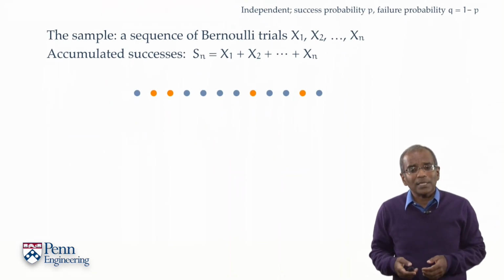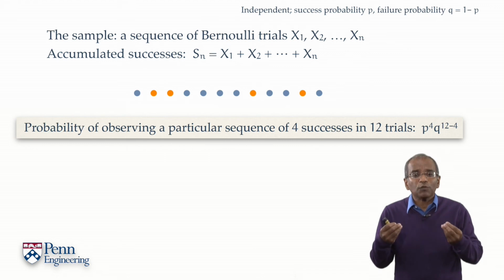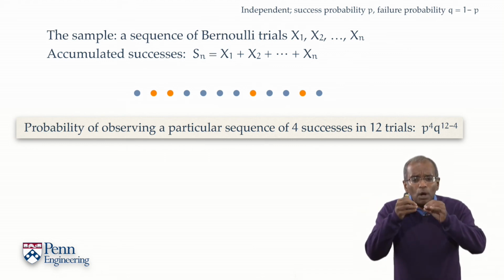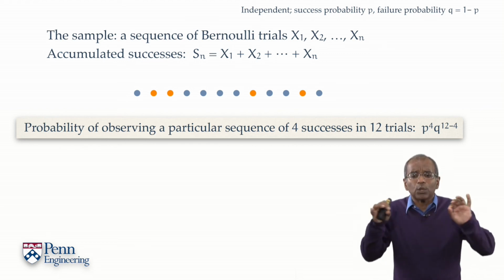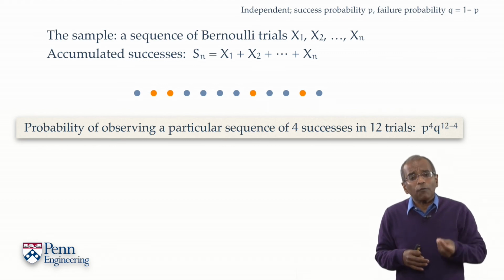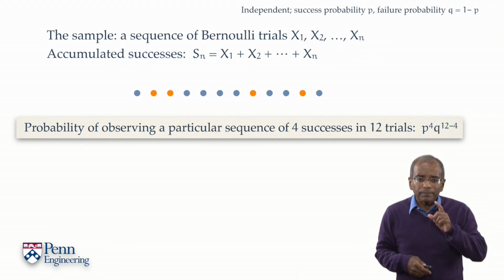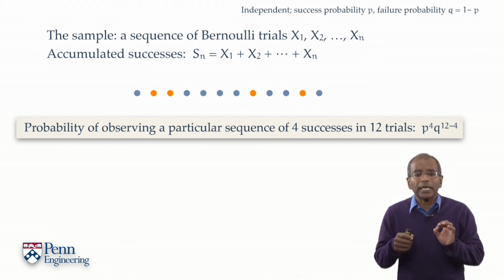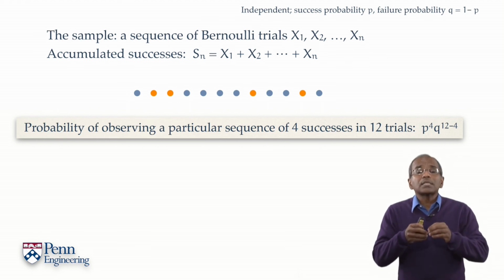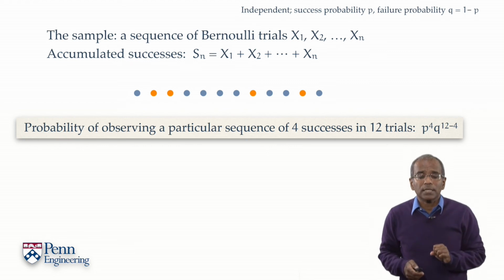Or in other words, there are exactly 4 p's in the product and 12 minus 4, or 8, q's in the product. And so, the probability of observing this particular sequence of 4 successes in 12 trials is p to the power 4 times q to the power 12 minus 4. And now we come to the key idea. What is the chance of observing some sequence with exactly 4 successes?